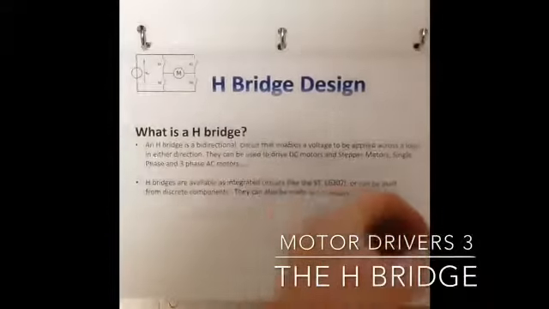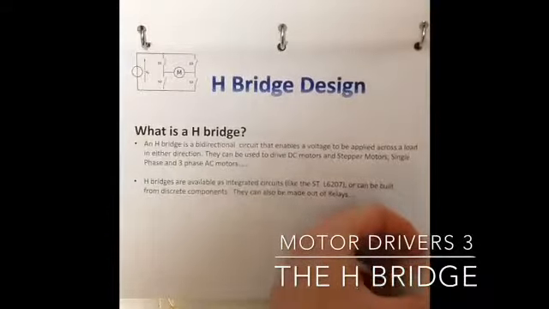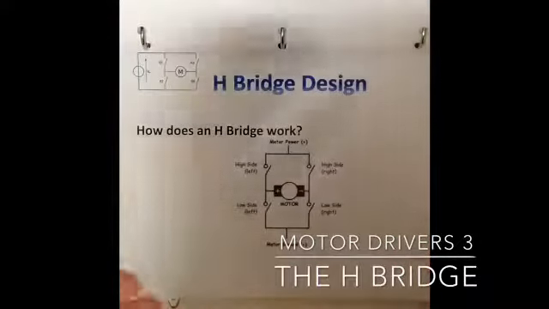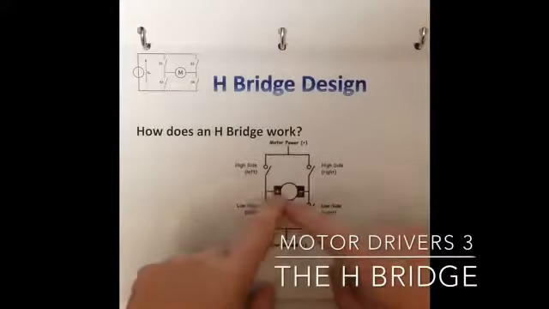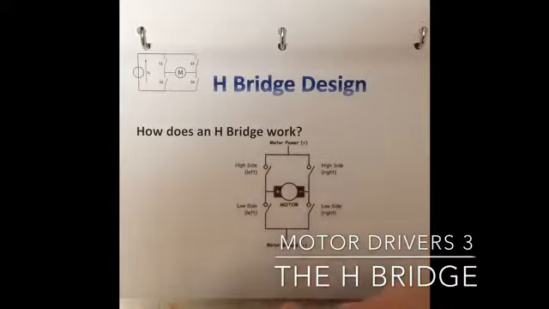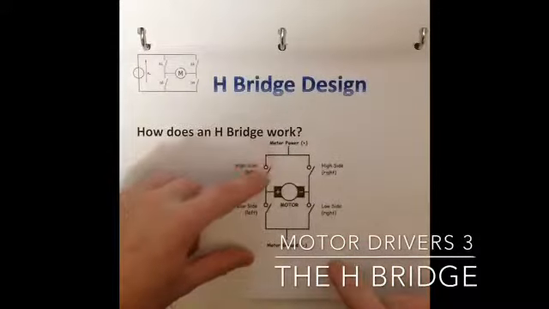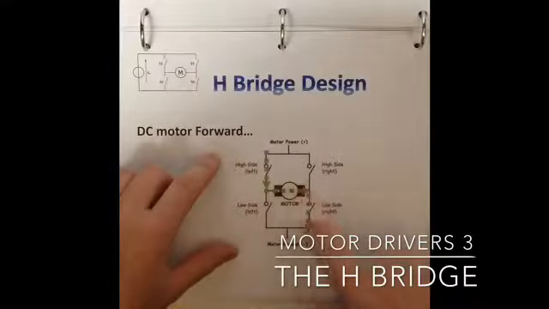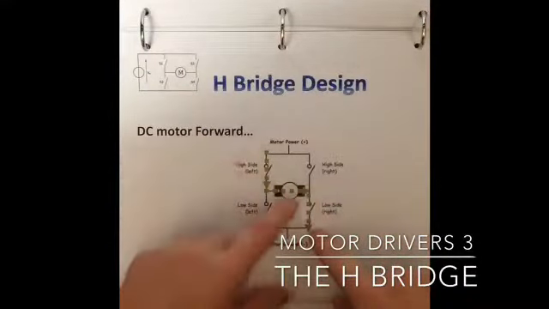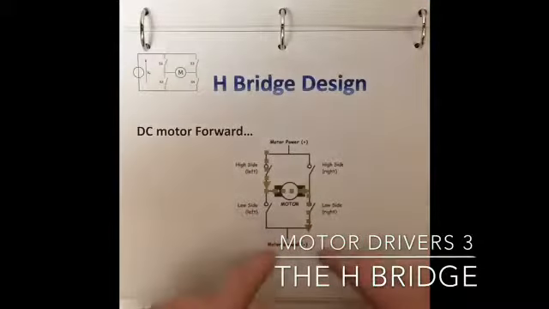You can make it out of relays, you can make it out of any kind of switch. Basically, an H-bridge is 4 switches configured like an H, with the motor going across the middle branch. In this case, we're using a DC motor for the example. So you can see that if you were to switch this guy on and this guy on, like so, you would have current flowing through the motor from positive to negative, and it would be going in the forward direction.